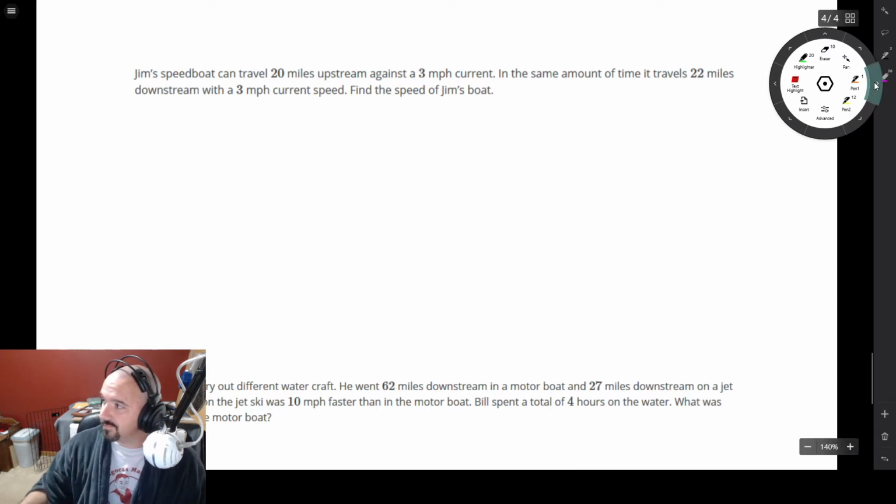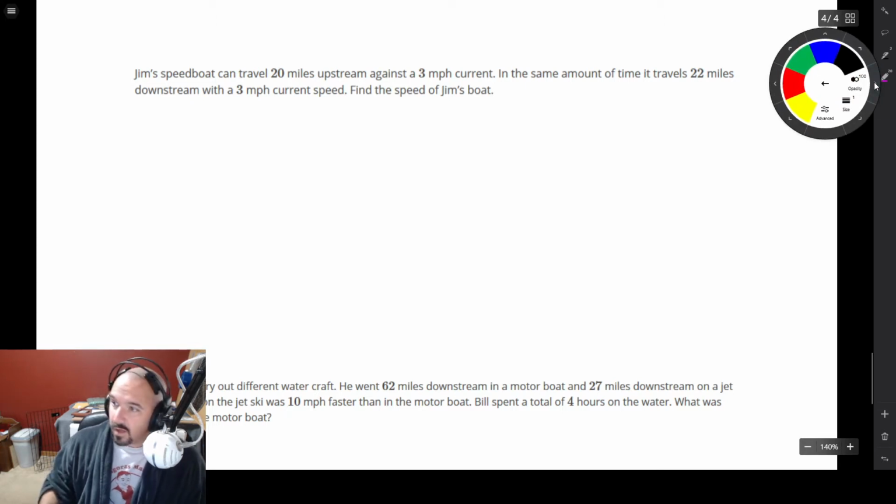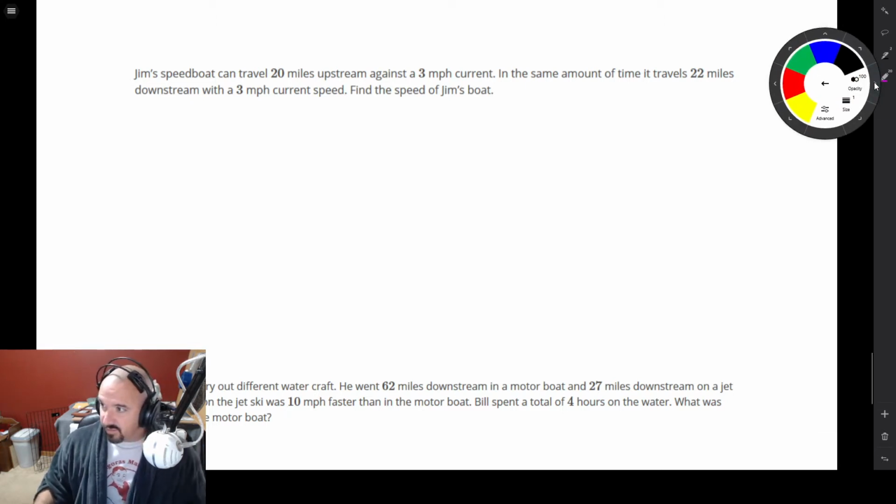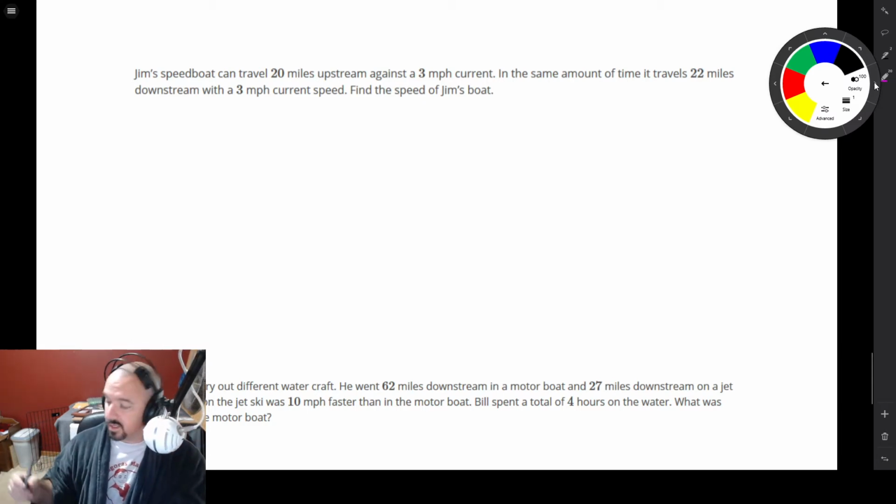So here we go. All right, Jim's speedboat can travel blah, blah, blah. I blah my way through this because my first step on any word problem, any situation at all where math is being used, is to find out what it is I'm looking for. I notice that I need to find the speed of Jim's boat. So step number 1, find the speed.